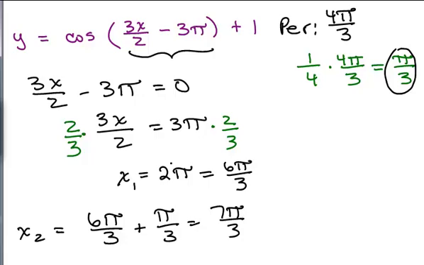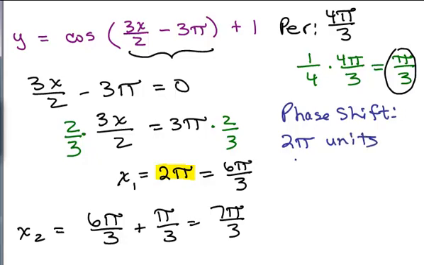But the phase shift is really just this number here. The phase shift is plus 2 pi. So I'm going to write that. The phase shift is actually 2 pi units, and since it's plus, to the right.